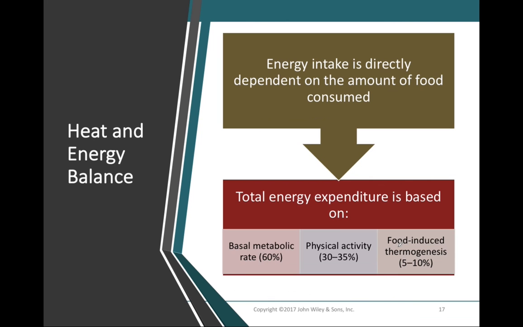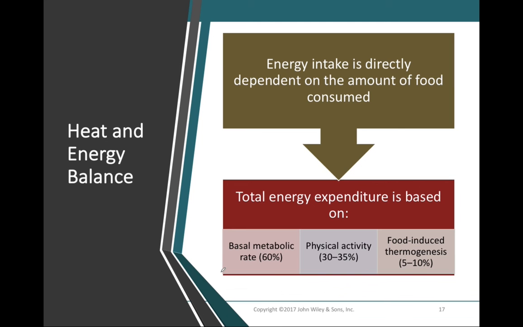So the total amount of energy that our body takes in is completely dependent on the amount of food that we are consuming. Diets that are high in calories are going to provide more energy. Our total energy expenditure refers to all of the different things that our body spends energy on. 60% of our total energy expenditure goes to our basal metabolic rate. 30 to 35% goes to the physical activity that we exert, and the other 5 to 10% goes into food-induced thermogenesis.